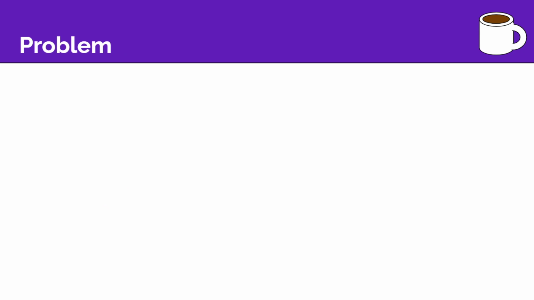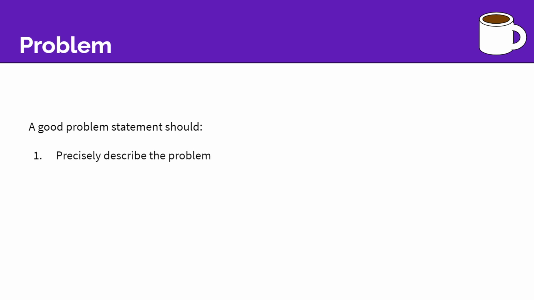Now, this might seem obvious to most, but it's important not to skip this step. We should start out by stating the problem we're looking to solve, and this is harder than it looks. So first, a problem statement should precisely describe the analysis. It should be precise enough that it actually leads to an obvious first step.